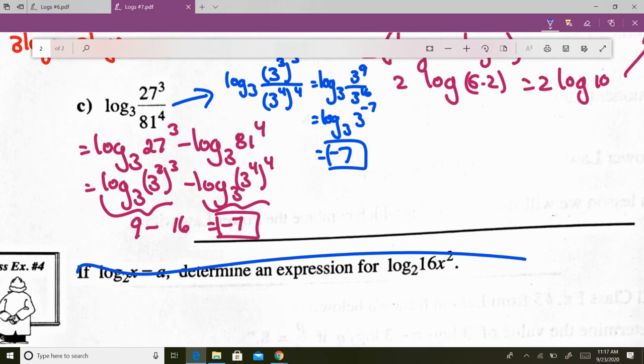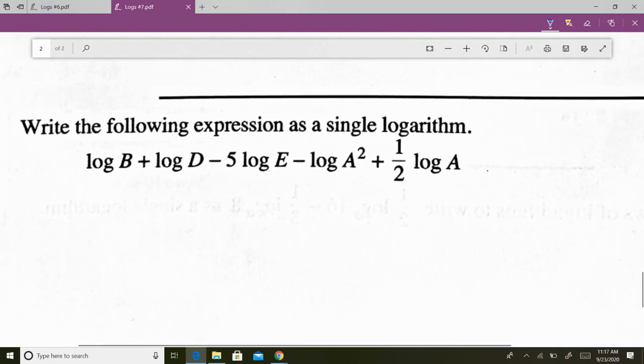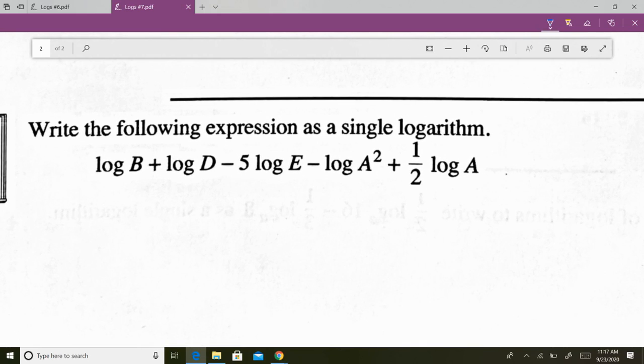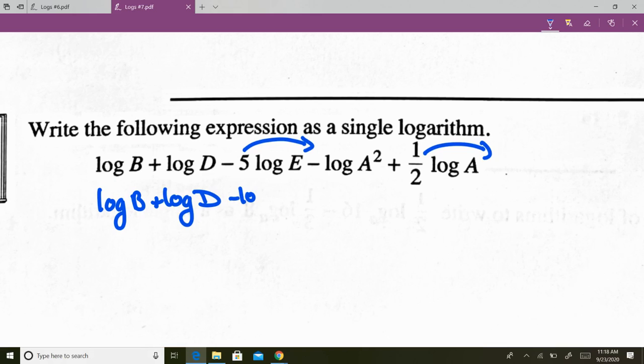We're not doing this one. We'll go down here. We're going to combine this into a single logarithm. What's your first step? Any numbers in front need to be kicked up to exponents. So that gets kicked up and that one goes up. Not the negative. The sign in front stays there. So it's still minus log base e of 5, just a number.